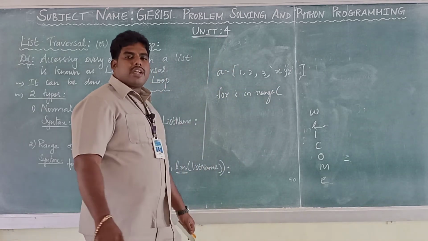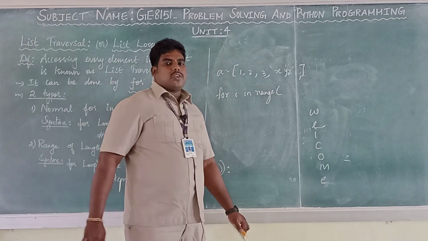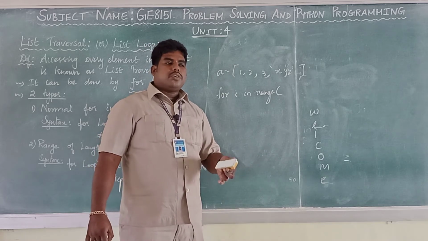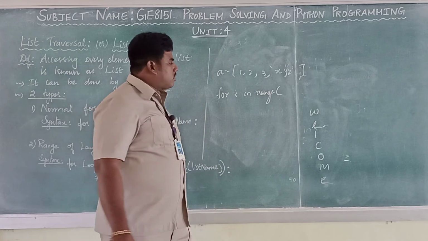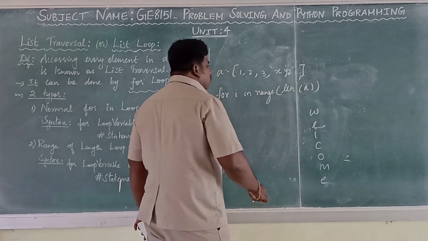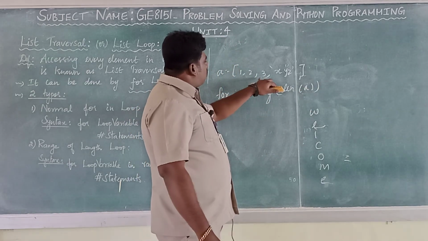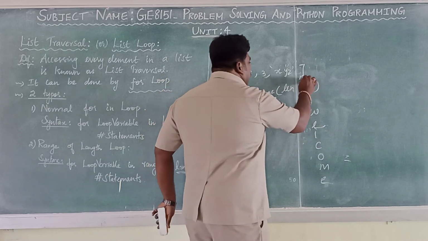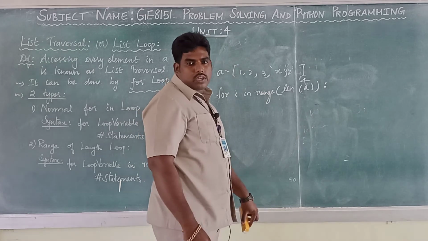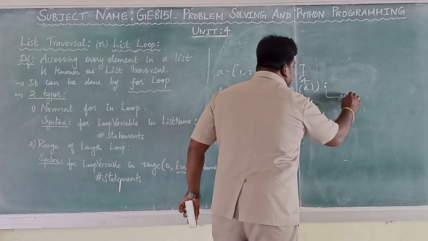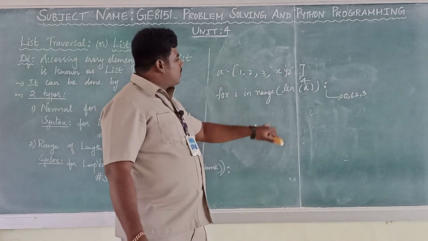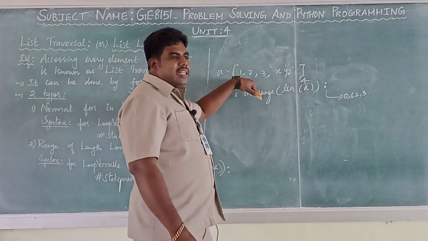in the list. I already taught you one important function. What is that? Len of. Len is a function used to find the length of the list. So in range of len of A. What is len of A here? 1, 2, 3, 4. Your length is 4. So it is range of 4, and it will create the sequence 0, 1, 2, 3. Len of A is used to calculate the length of the list.